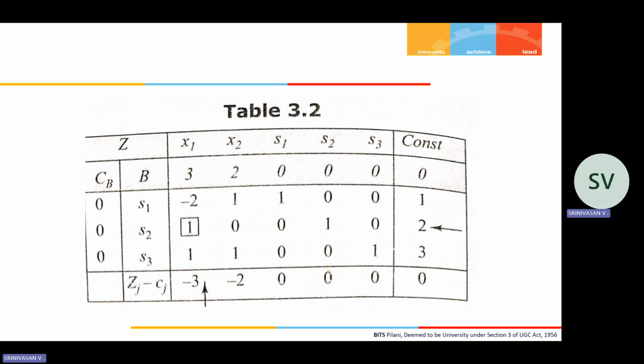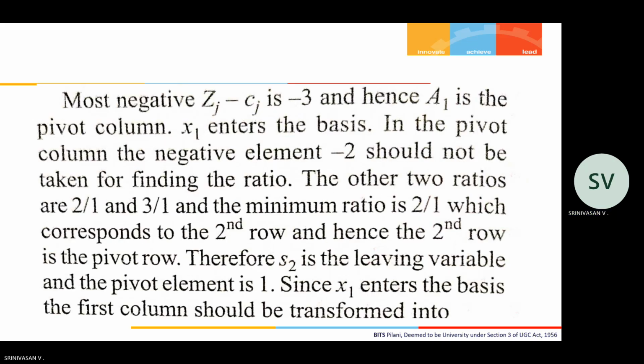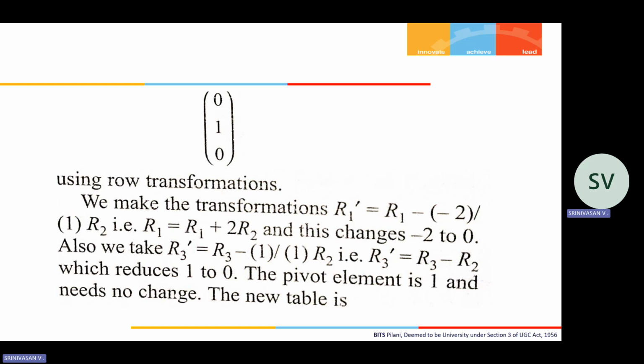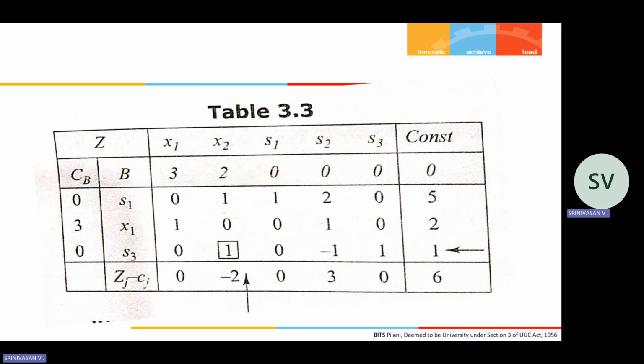So R1 is R1 plus 2R2, and this changes minus 2 to 0. Also, R3 is R3 minus R2, which reduces 1 to 0. The pivot element is 1 and needs no change. The new table is now, look at this. As I already mentioned, x1 has entered into the basic vector position, making S2 leave.